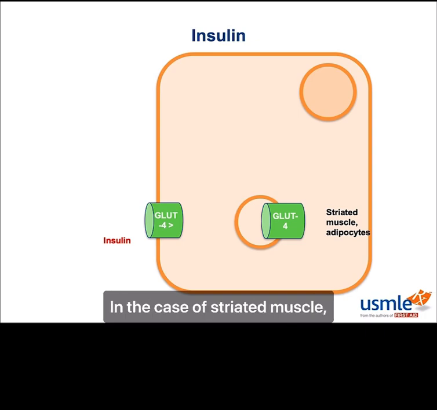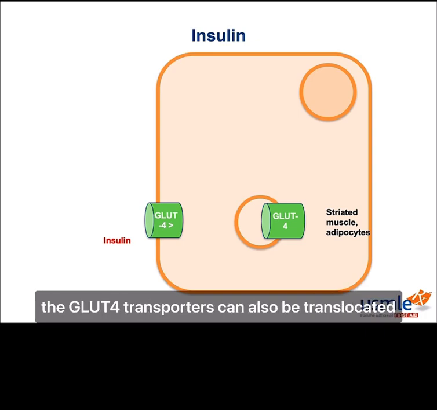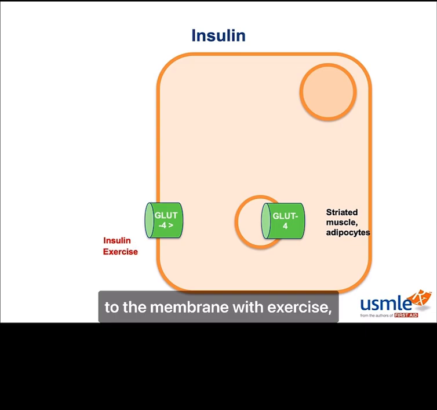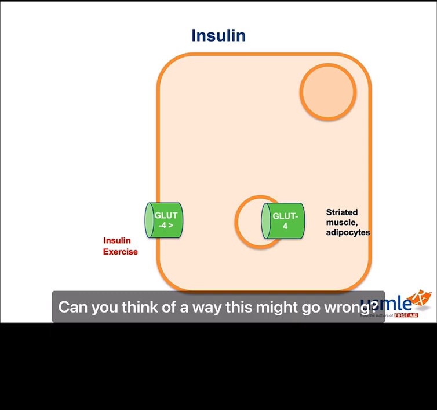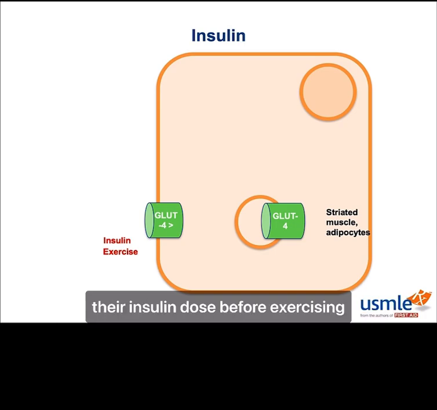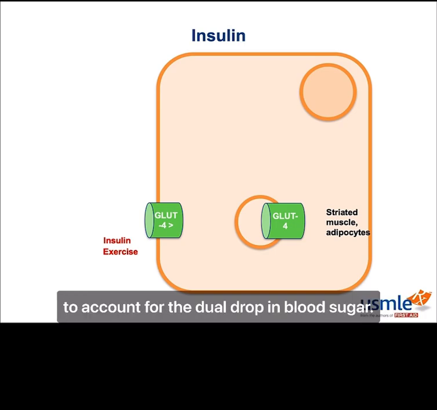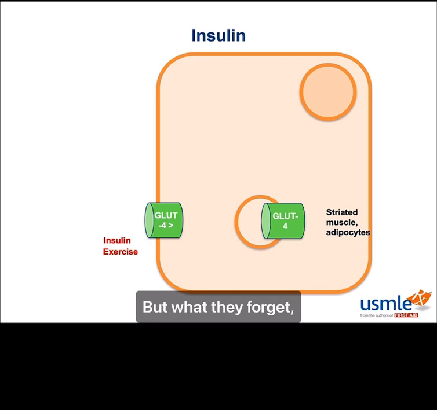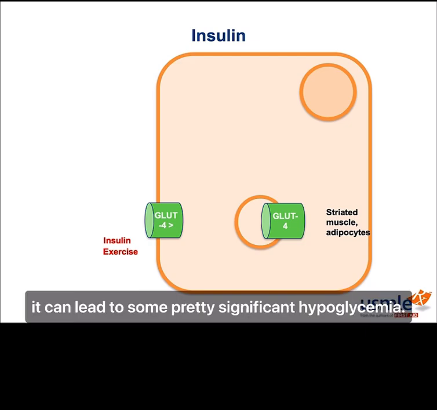In the case of striated muscle, the GLUT4 transporters can also be translocated to the membrane with exercise, which explains why exercise is so important for insulin-resistant diabetic patients. Can you think of a way this might go wrong? You're probably not used to thinking of exercise as a harmful thing, but this is actually a pretty common cause of hypoglycemia that you might see on Step 1. Patients who take insulin are supposed to decrease their insulin dose before exercising to account for the dual drop in blood sugar, but when they forget, it can lead to some pretty significant hypoglycemia.